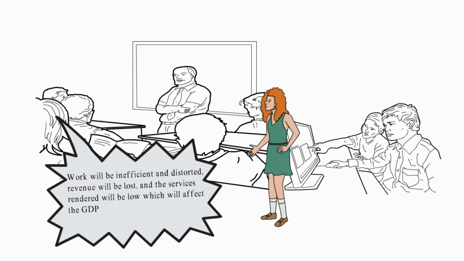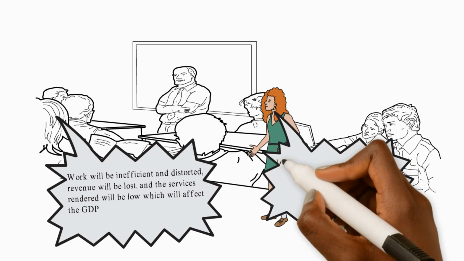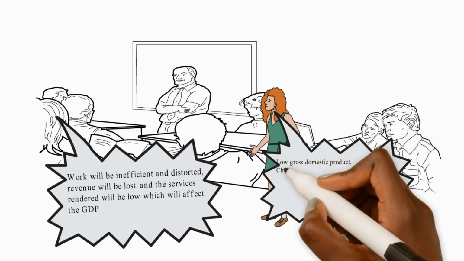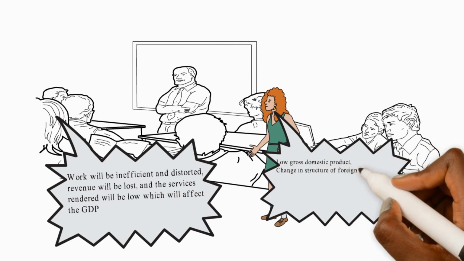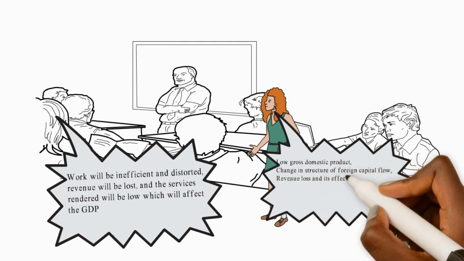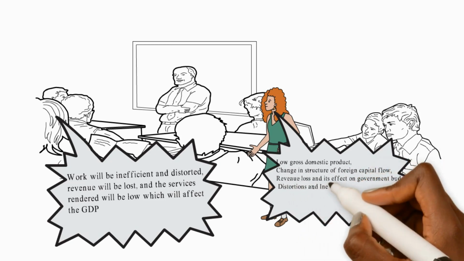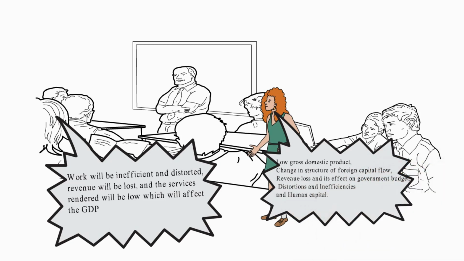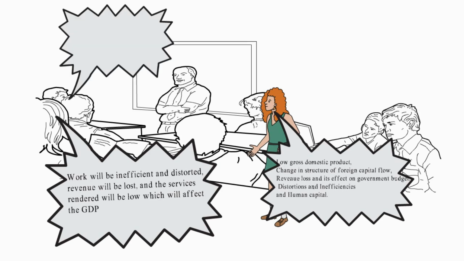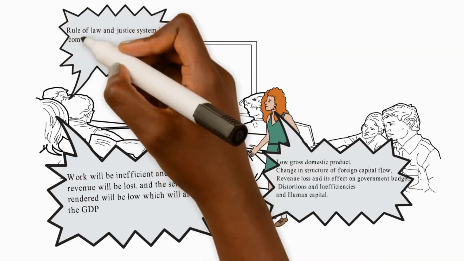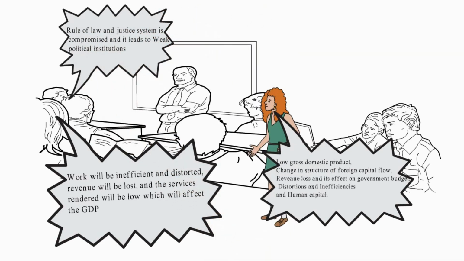From the two stories, we have identified 7 impacts of corruption. Who can mention them? The impacts of corruption we discussed from the stories are low gross domestic product, change in structure of foreign capital flow, revenue loss and its effect on government budgets, distortions and inefficiencies, and human capital. The other impacts of corruption are the rule of law and justice system is compromised, and it leads to weak political institution. Very good, Araba and Musa. You have mentioned them all.